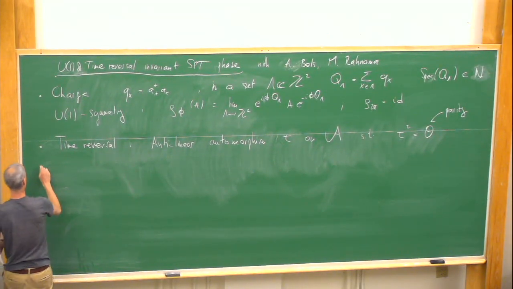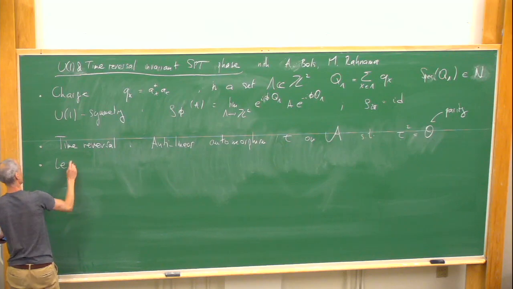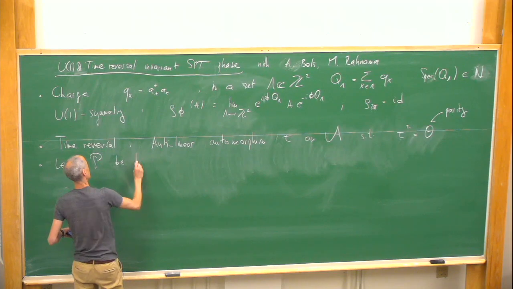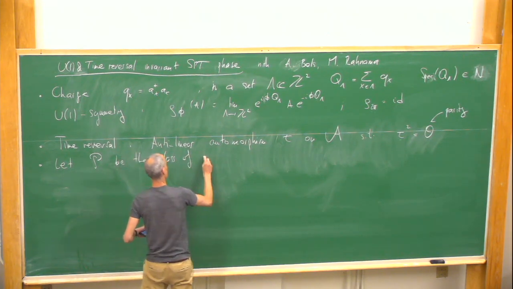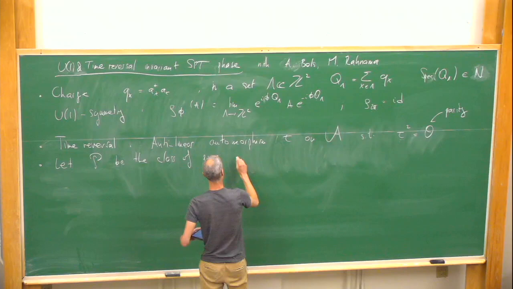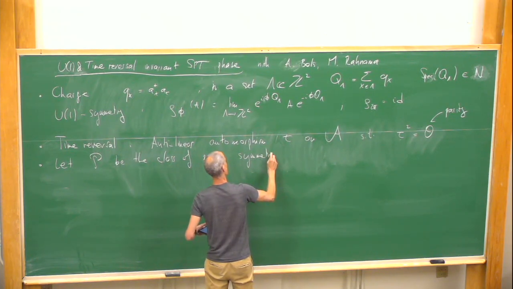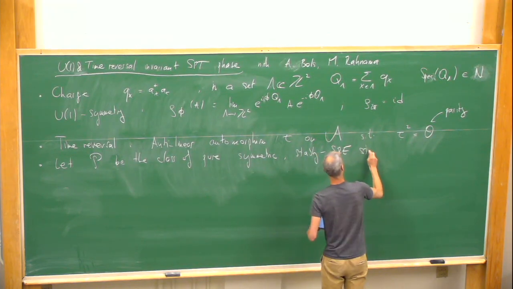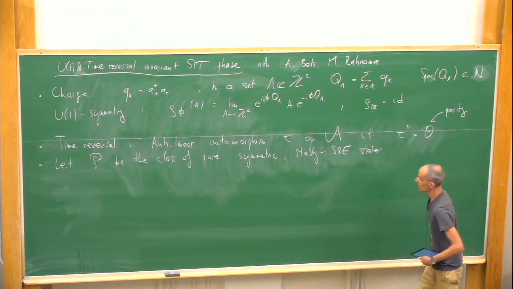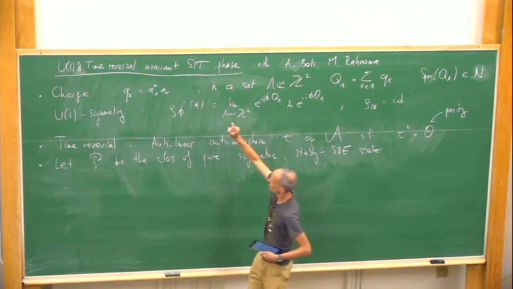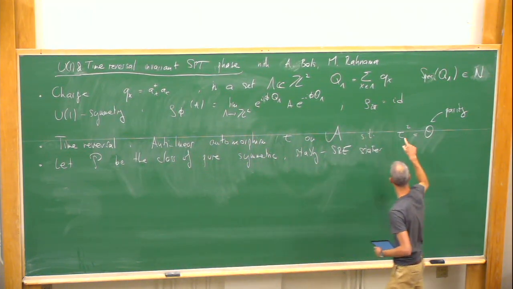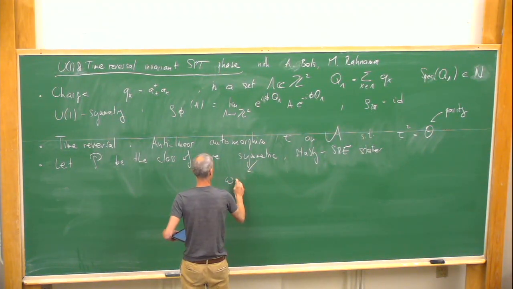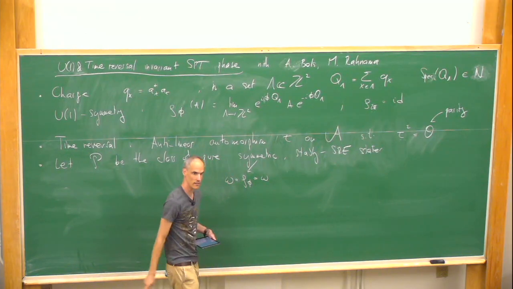So now I will write, denote P. So let P be the class of pure symmetric stably SRE states. Symmetric here means they're invariant under both the U1 symmetry and the time reversal symmetry. So in fact, maybe I will write this. That means omega of rho phi is omega, right?